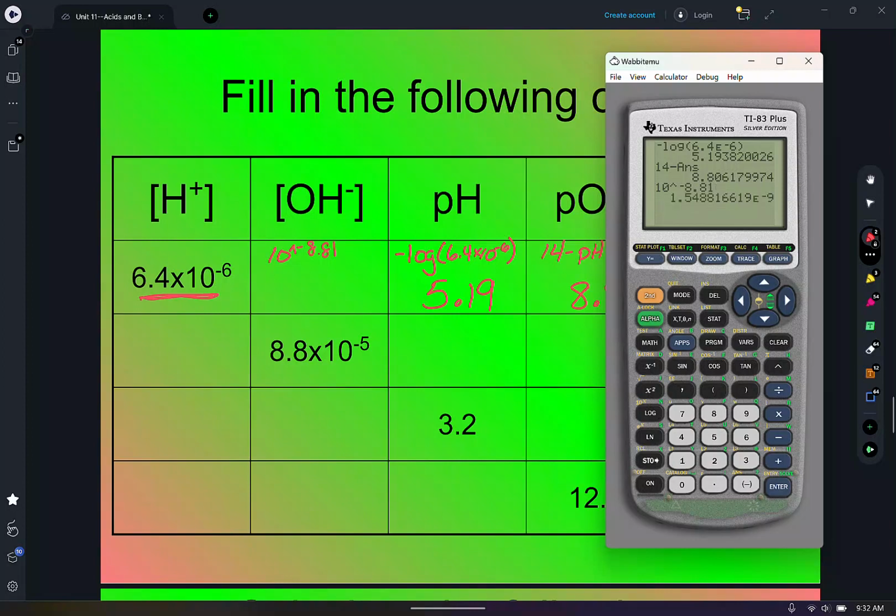And I'm going to type in negative 8.81 and I get 1.55. Again, I'm going to round it 2 places past the decimal. 1.55 times 10 to the negative 9.